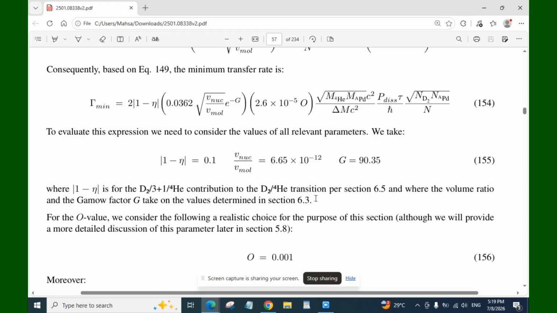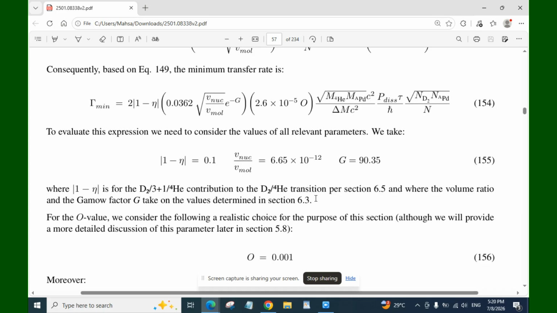Consequently, based on equation 149, the minimum transfer rate is gamma minimum is equal to 2 multiplied by absolute 1 minus eta multiplied by 0.0362 multiplied by square root mu nuclear divided by nu molar e to the power minus g multiplied by 2.6 multiplied by 10 to the power of minus 5 omicron multiplied by square root m helium 4 ma palladium star C to the power of 2 divided by delta m is c to the power of 2 P dissipation tau divided by h multiplied by square root n deuterium n palladium divided by n. To evaluate this expression, we need to consider the values of all relevant parameters.